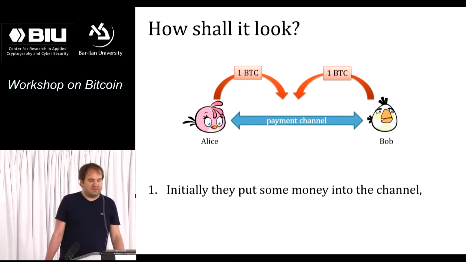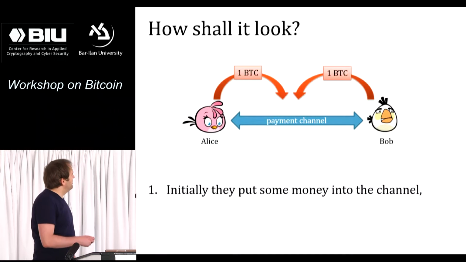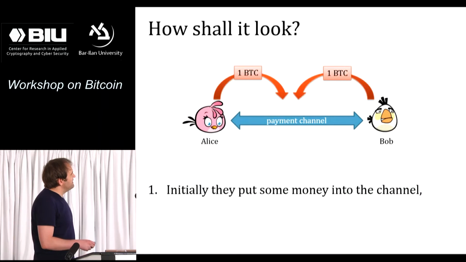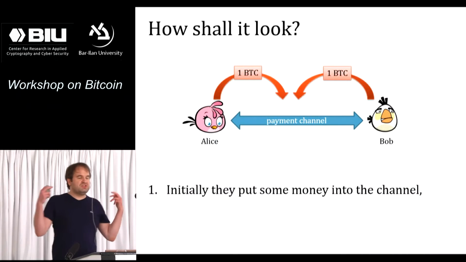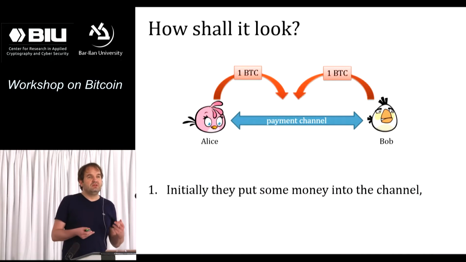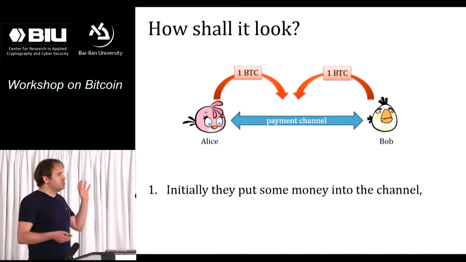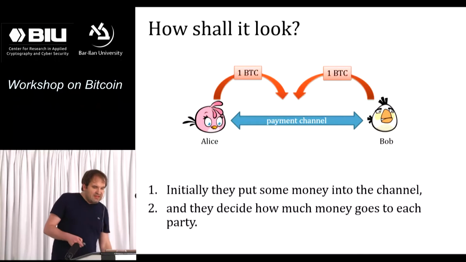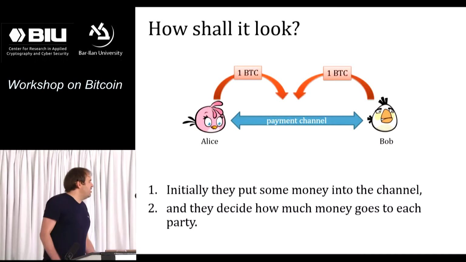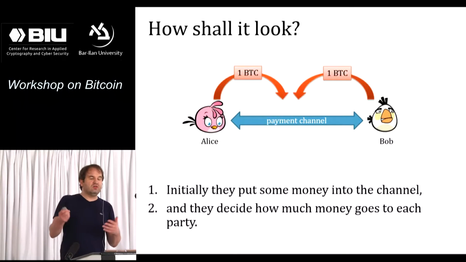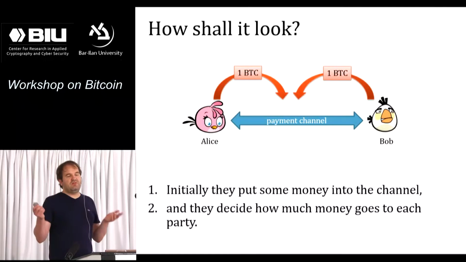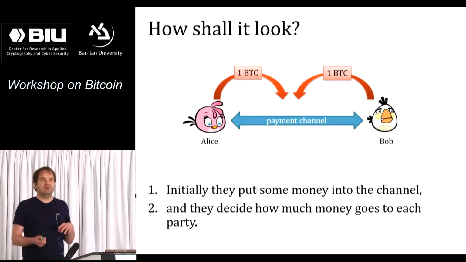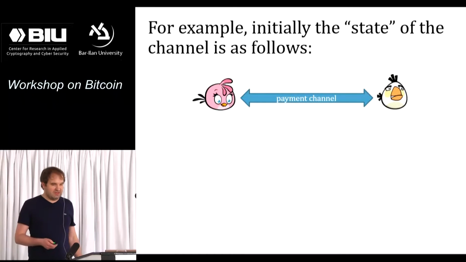So how should it look? Ideally, we would like to have something like this: Alice and Bob agree that they will establish a channel, and they charge this channel with 1 Bitcoin each, for example. So I put 1 Bitcoin, Yuda puts 1 Bitcoin, and we'll have a channel which has 2 Bitcoins inside. And then we can decide how much money goes to each party. Okay? So we can ad hoc decide who gets how much money out of this channel. And this establishment of a channel, or founding a channel, requires an operation on the blockchain. But then adjustments of the channel will not require this.